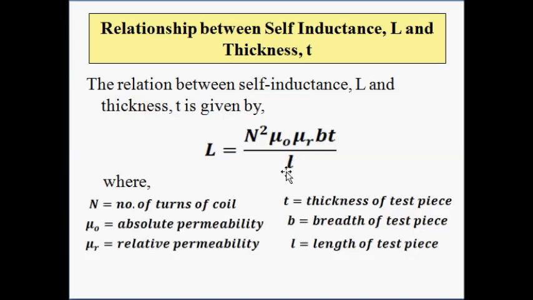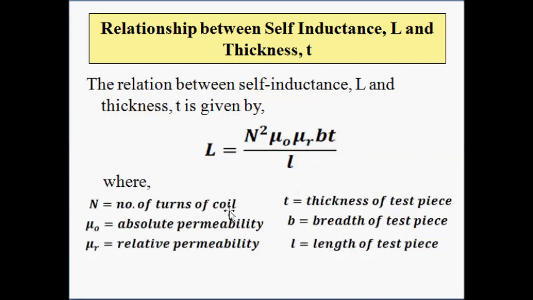Both the length and the breadth of the test piece are already known. They are known from the previous measurements. So with all the known values B, L, mu 0, mu r, and the number of turns, the only unknown parameter here is the T. So there is a direct relationship between the self-inductance L and the thickness T. The self-inductance L is directly proportional to the thickness of the test piece.